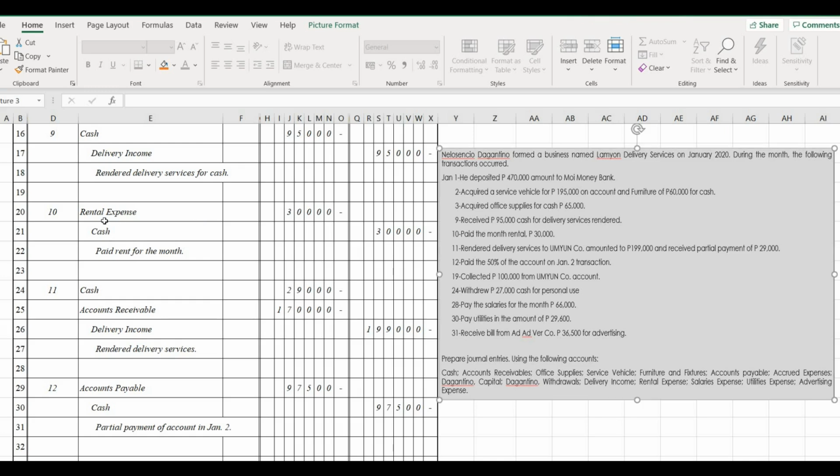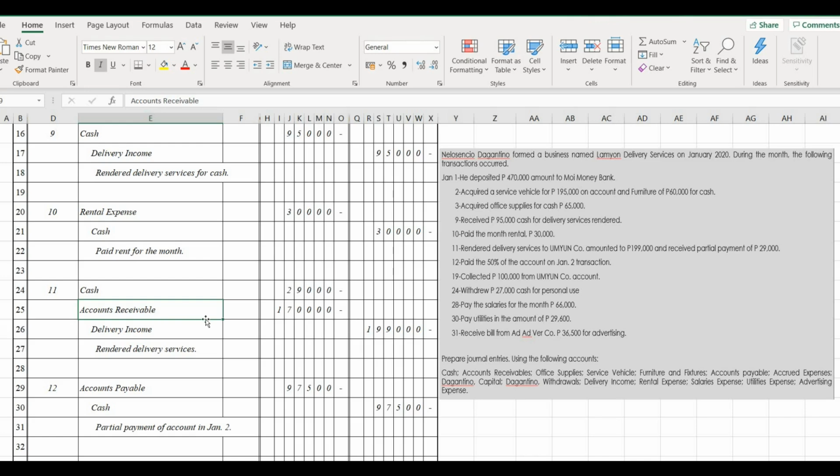So that's transaction 10. For the transaction dated 11, rendered services to Omnion Company amounting to 199,000 and received partial payment of 29,000. So this is also a transaction which requires a compound entry. First you receive cash of 29,000 for partial payment, and then you recognize accounts receivable amounting to 170,000. And since you rendered services, then you have to recognize delivery income. So that's 199,000.